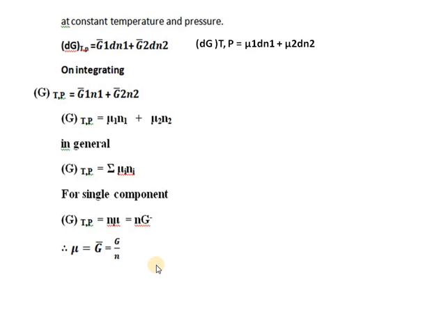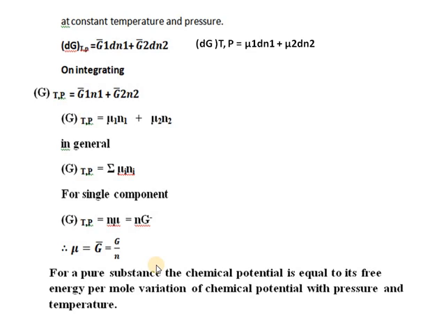Therefore, for a pure substance the chemical potential is equal to its free energy per mole. For such a pure substance, the chemical potential and free energy per mole, and the variation of chemical potential with pressure and temperature, we can calculate. Thank you.